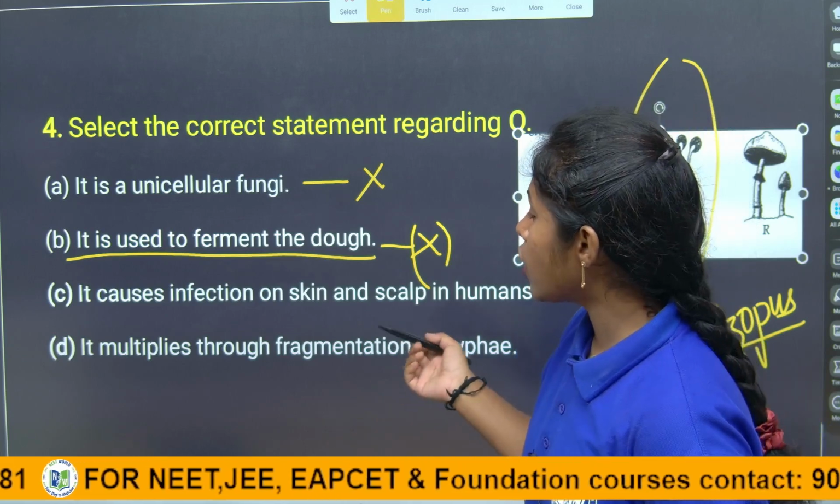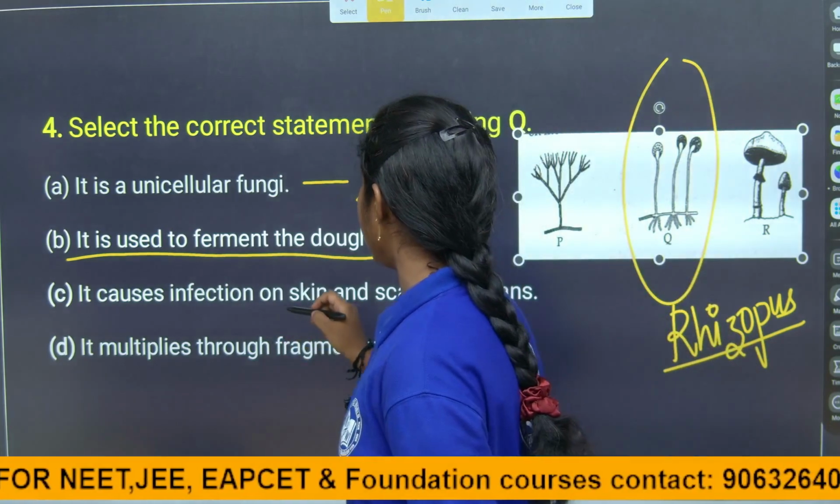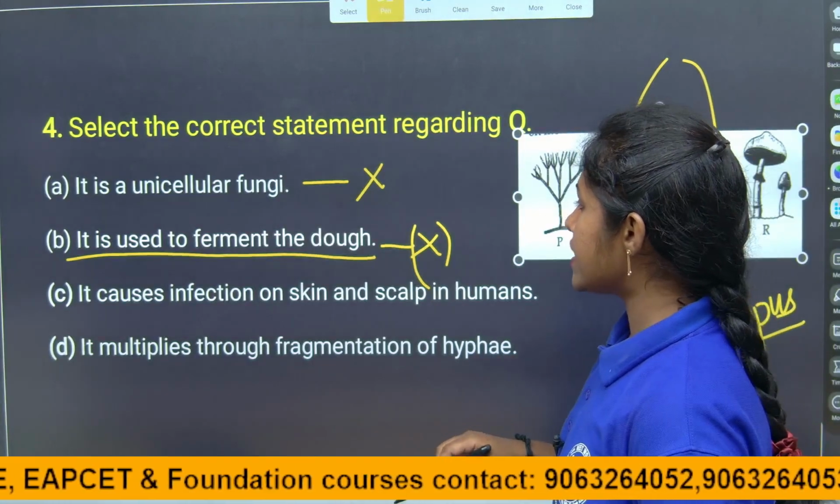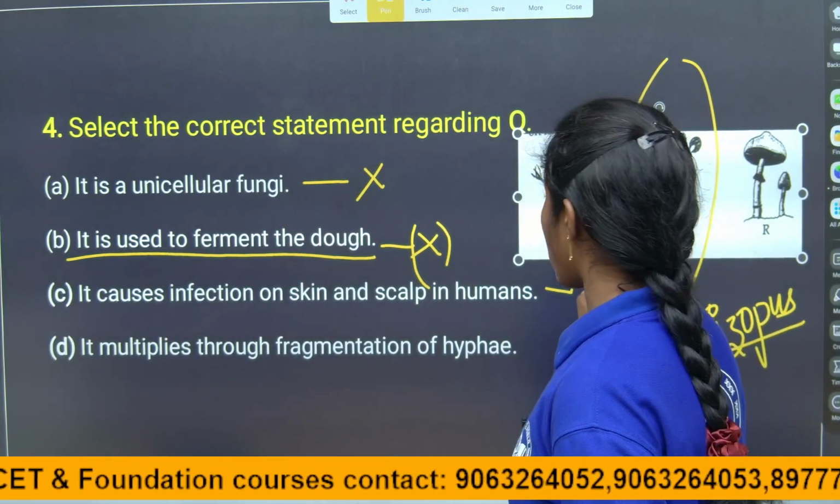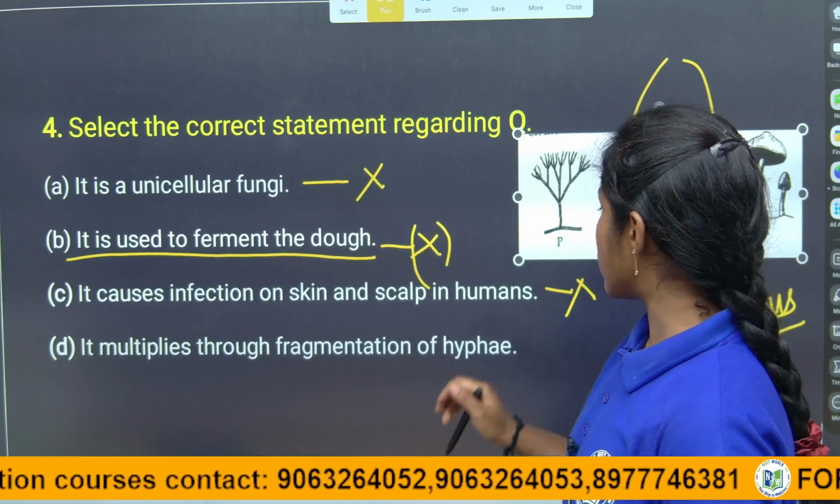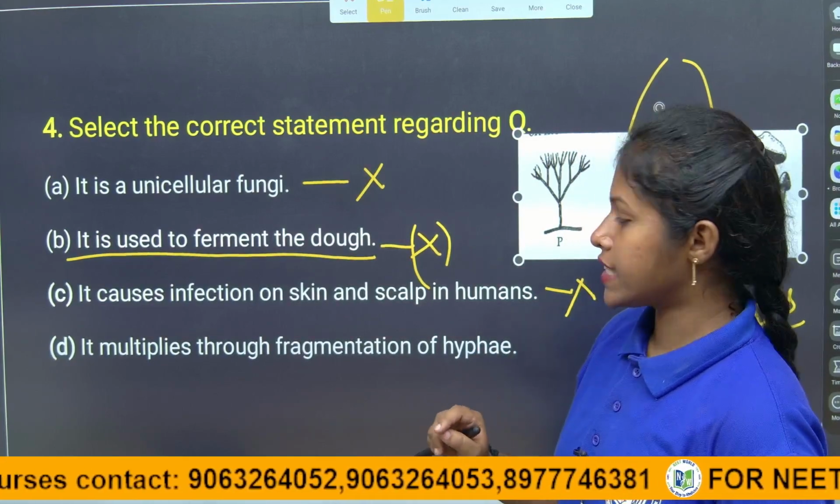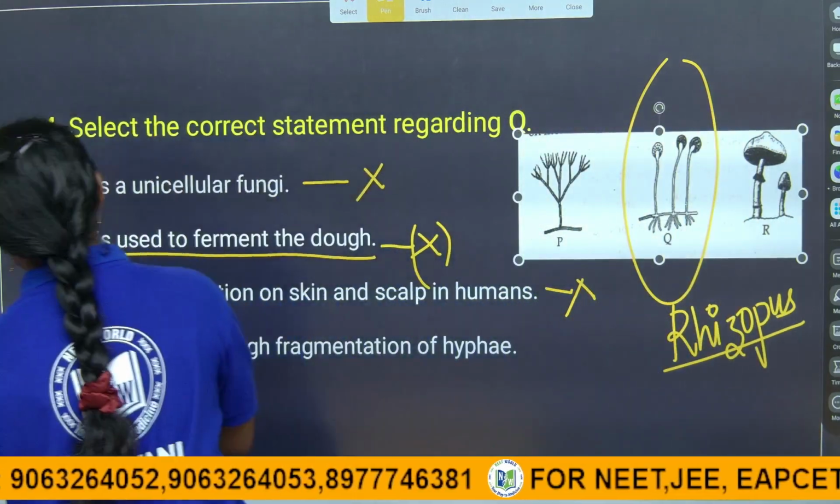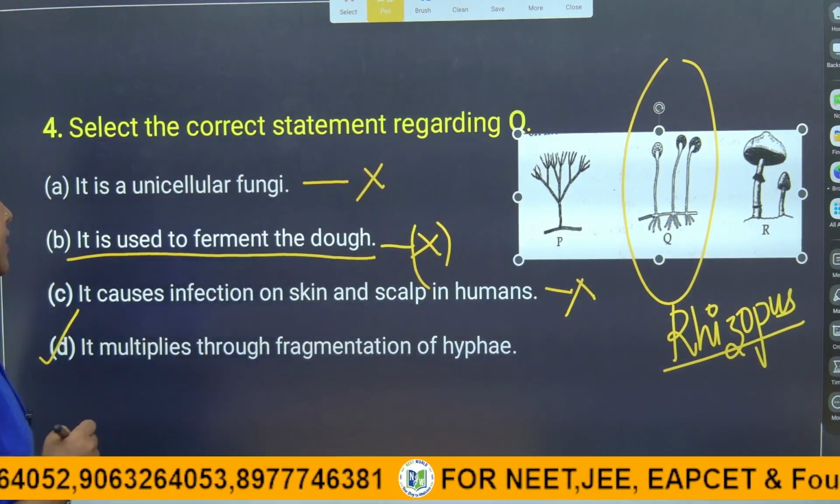Coming to the third option, children: it causes infection on skin and scalp in humans. So it is a wrong statement, children. It does not cause infection on skin and scalp in humans. Coming to the next: it multiplies through fragmentation of hyphae. So here is the correct answer, children. D is the correct answer.